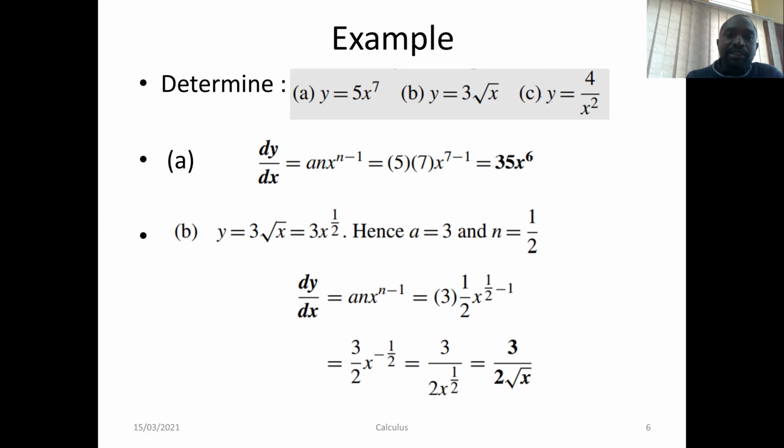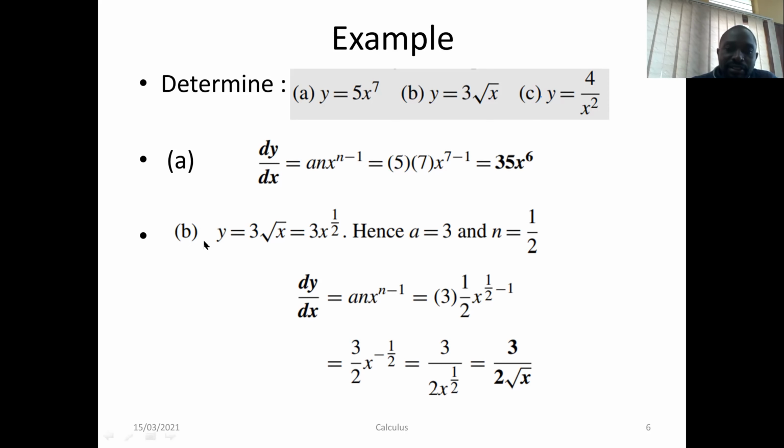To find the rate of change of this function, basically dy over dx, rate of change of y with respect to x, we take the power 7 multiplied by the coefficient 5, giving us 35, and then on the power 7 we subtract 1, that gives us 6. Therefore, the rate of change of the function y equals 5x to the power 7, basically dy over dx, ends up being 35x to the power 6. We can move on to example number 2.